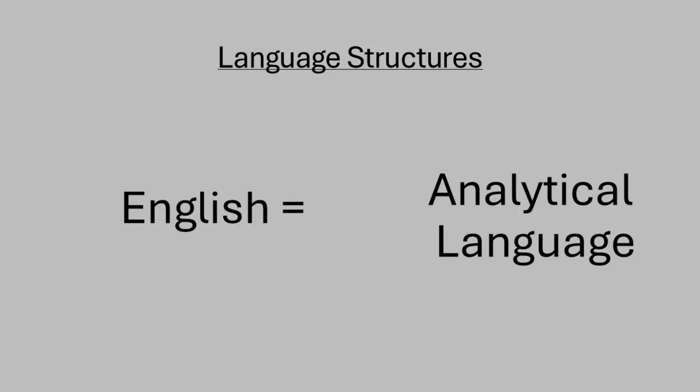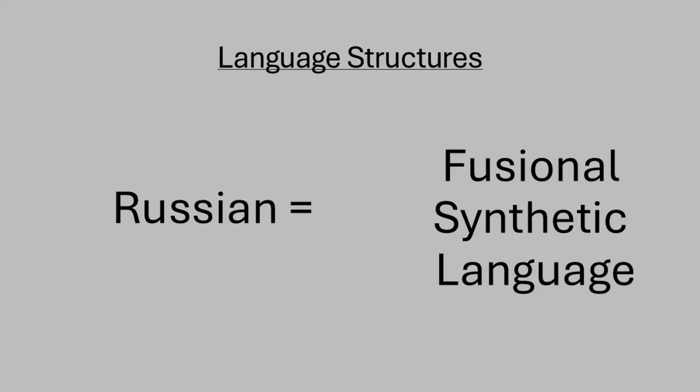Within linguistics, English is known predominantly as an analytical language. And the reason I say predominantly is because English borrows from a lot of different languages. But the way the structure is comprised within English, it's known as an analytical language. It doesn't mean it's a smart language, that's just the terminology used for it. Russian, on the other hand, is known as a fusional synthetic language. It doesn't mean that it's fake. That's just the terminology used within linguistics to describe it.